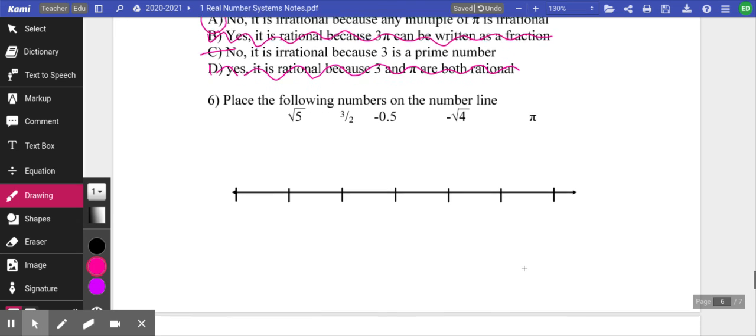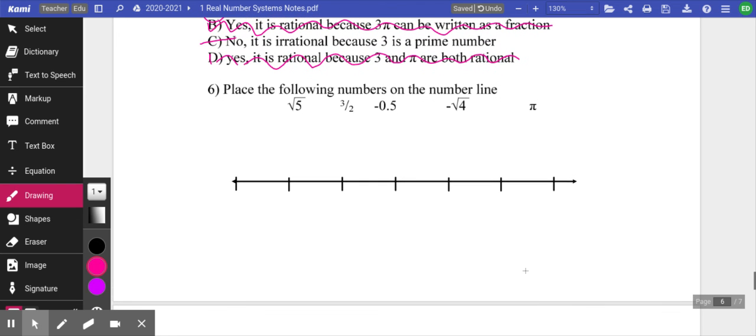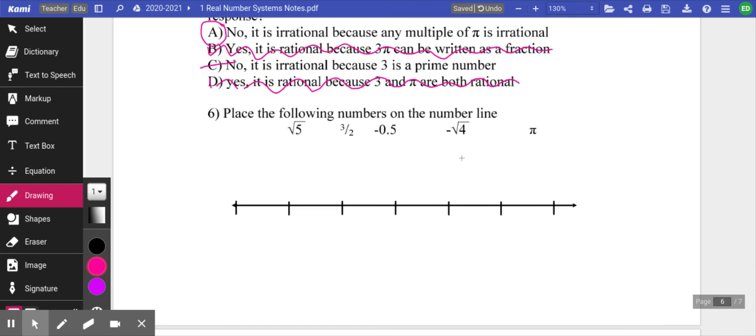Okay, and number 6 is just a little practice with placing the numbers on the number line. So it's just a matter of converting and using your calculator. So if you were to take the square root of 5, we have to make all these numbers look the same. So we do the square root again of 5, and we're going to write it as a decimal. So we get 2.236. And I'm just going to make it go on forever.